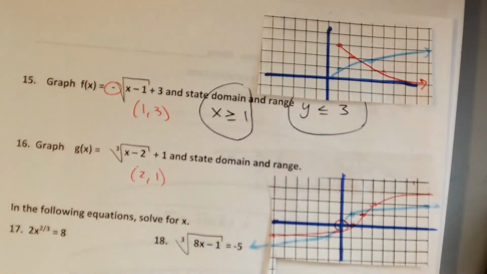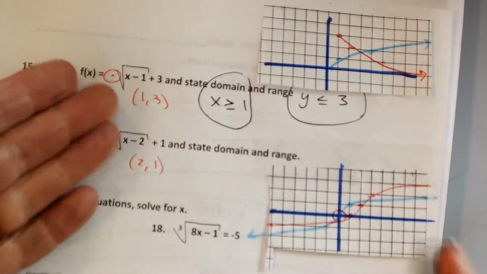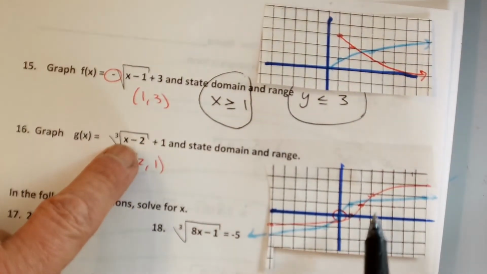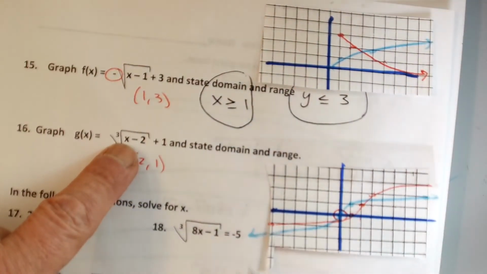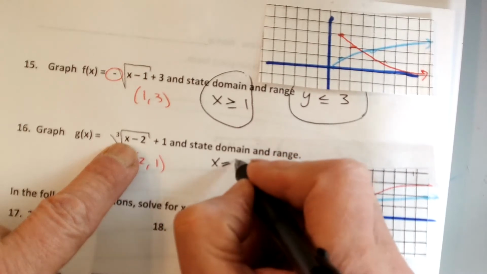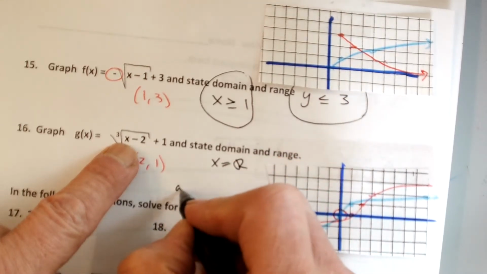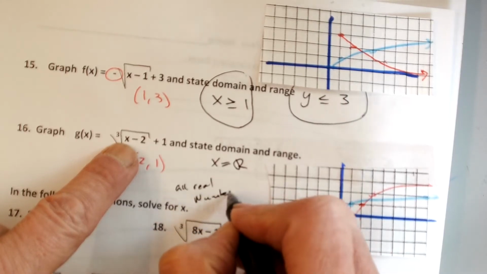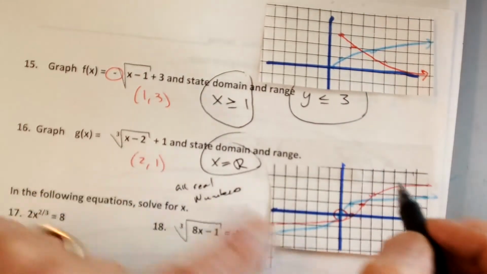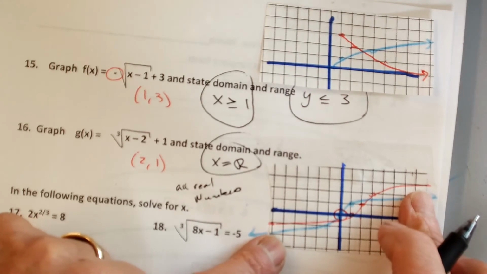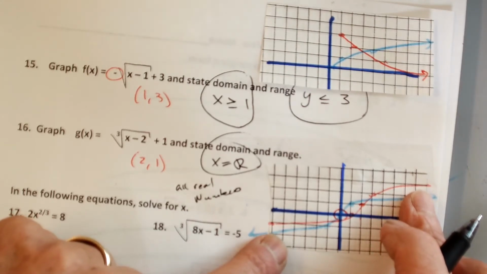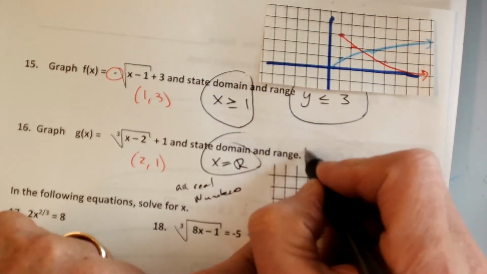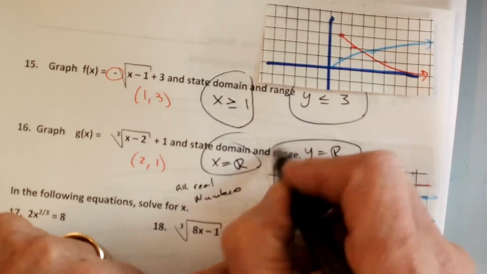Okay. Domain looks pretty wide. In fact, any x value is okay. It goes on forever in both directions. All real numbers. That's the symbol for all real numbers. That's the domain, and for range, same thing. It's always going up forever, just very slowly going up. So the range, same thing. Y is equal to all real numbers, also for the range.